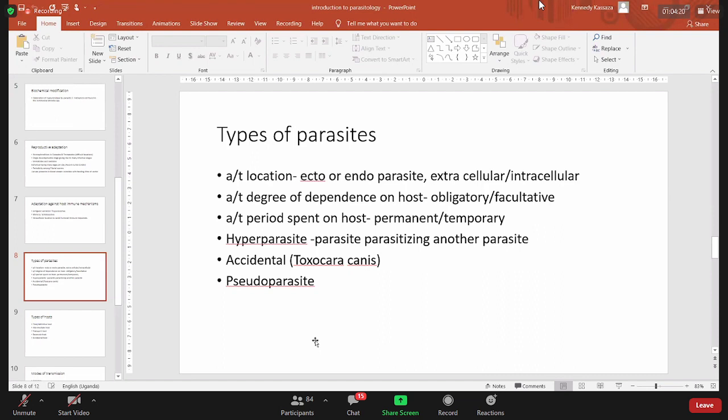Then sometimes we have got what are known as pseudoparasites. This is, for example, when you find eggs of the liver fluke of cows in human feces, although it has been got from the cattle, it is not a true parasite of humans, and it can be easily confused as a parasite.